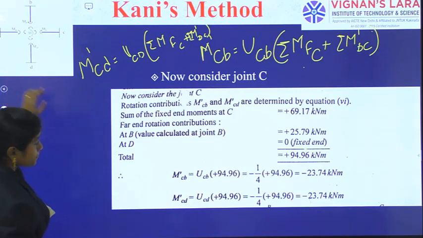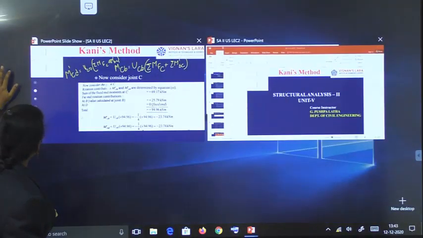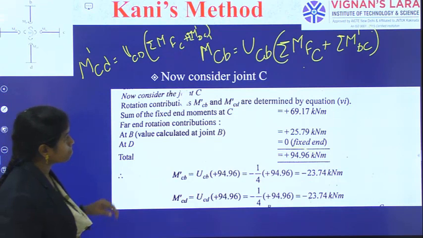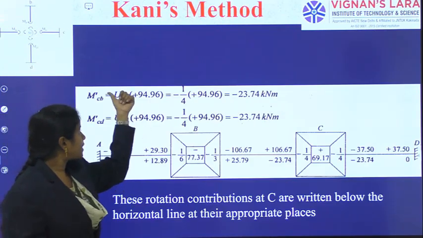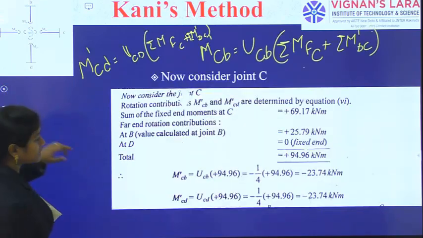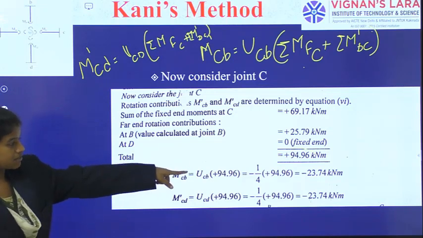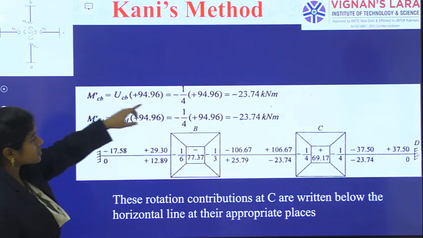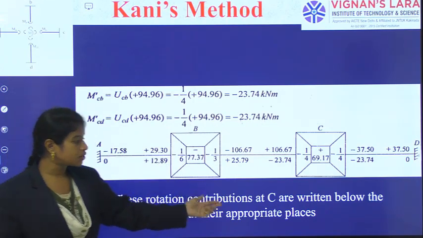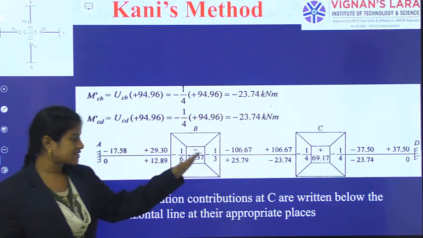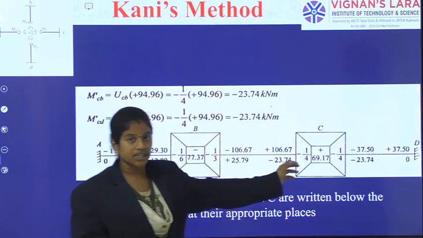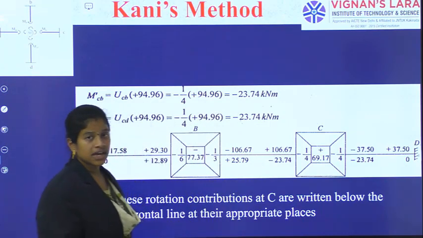Now how will we write this? As in the previous step, here also we will write like this. See, M dash CB is equal to UCB into how much we have got as the summation, plus 94.96, and after summation we have got minus 23.74, and this is also minus 23.74. These two values, how will we write? These rotation contributions at C are written below the horizontal line at their appropriate values. At C towards B, rotation contribution. At C towards D. These two values have been entered like this.